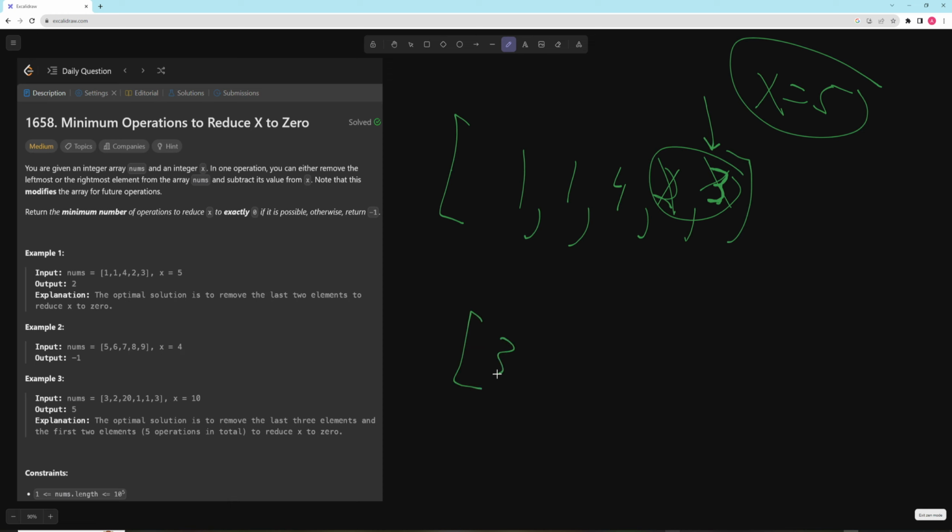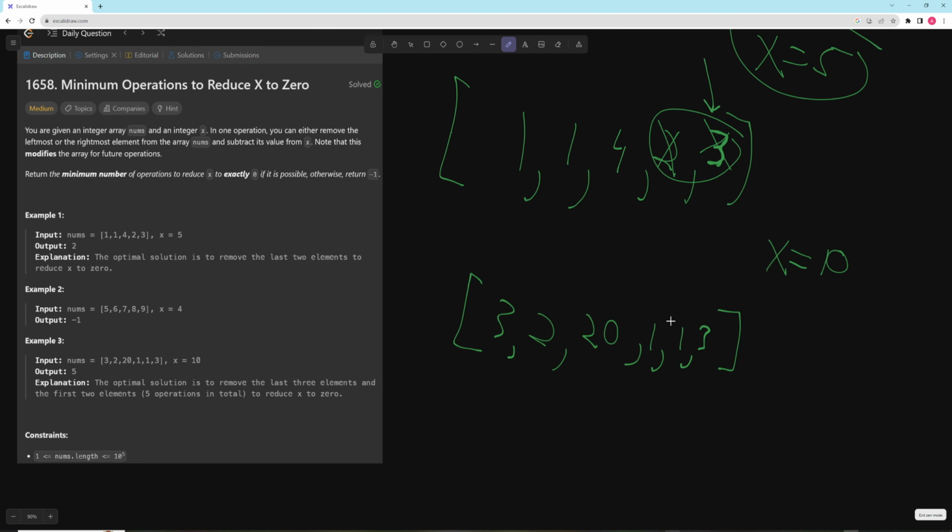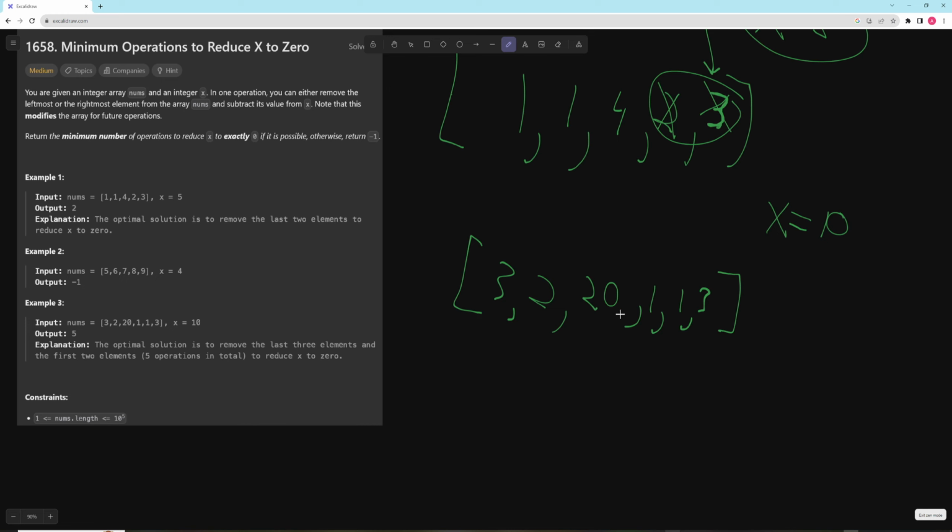Let's draw the third one. 3, 2, 20, 1, 1, 3. And we want to get 10. Here, the optimal solution is, you can see we don't want 20 obviously, but we're going to want to take this 3, and this 3, which would be 6, and then the order doesn't really matter here. We're going to want to take 2, 1, and 1. So we take 5 numbers and just leave the 20. And so our answer would be 5 there.